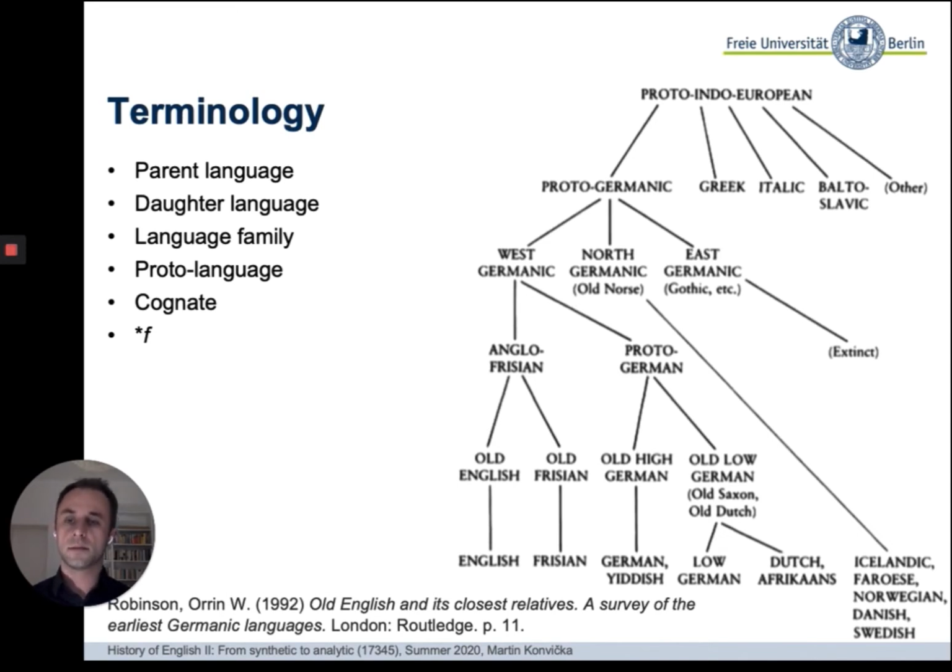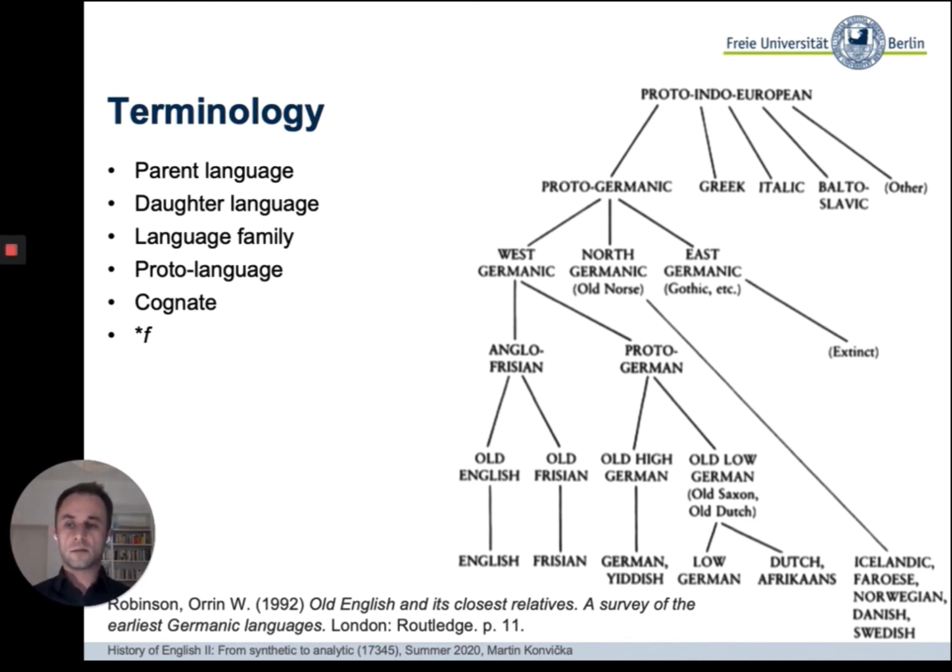Right, but before we start, just a word on terminology. I have already mentioned the term daughter language. So daughter languages are the languages descended from a common ancestor. In the case of the Germanic languages, English, Frisian, German, Yiddish, Dutch, Icelandic, Norwegian, and so forth, are all daughter languages of Proto-Germanic, for example. And in turn, Proto-Germanic or Germanic is the parent language for all these different languages. English and Frisian, or English and German, and so forth, are then sister languages, right? And they all constitute a language family.